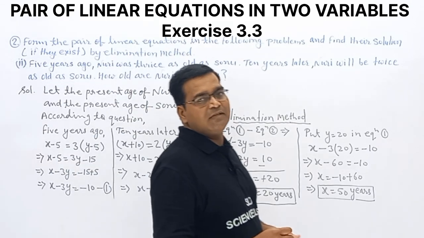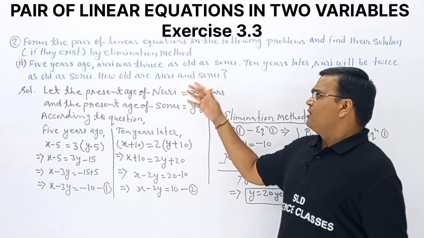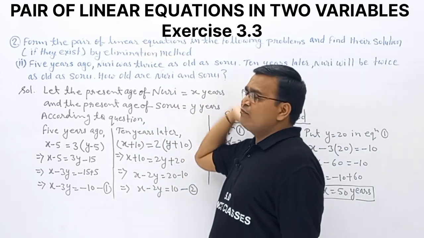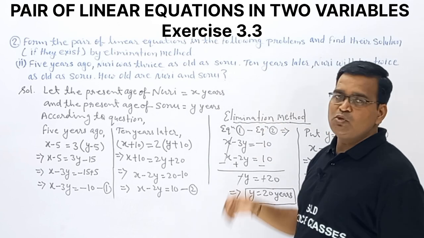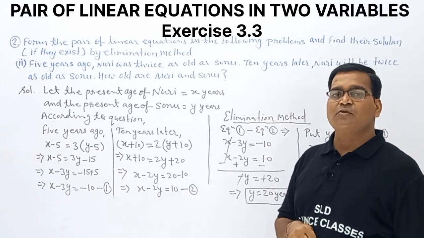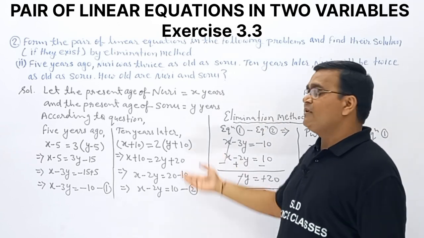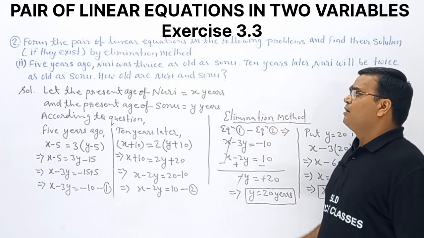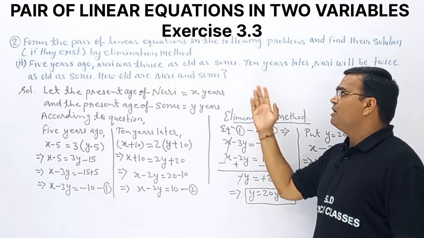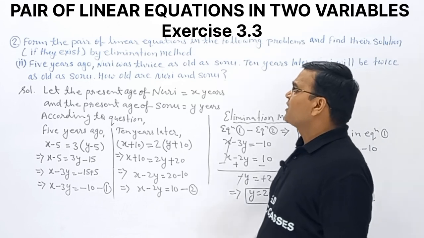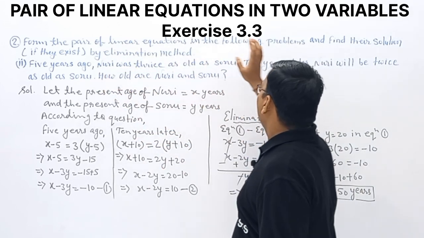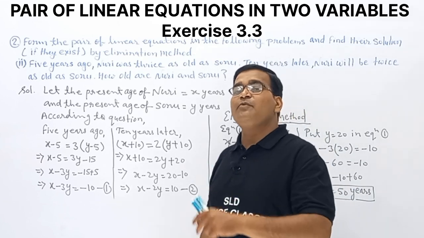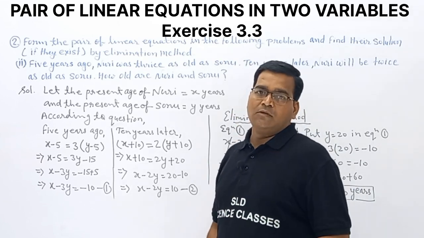Observe what we are doing in this problem. Simple. We want what? A pair of linear equations. We have some situations. We will observe the situations and develop a pair of linear equations in two variables. Clear? Then we will find the solution by using the elimination method. Observe: 5 years ago and 10 years later. 5 years ago means present age to 5 years before.